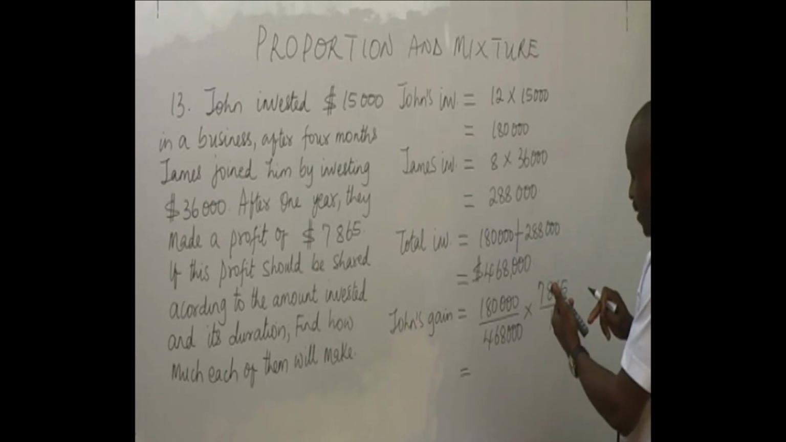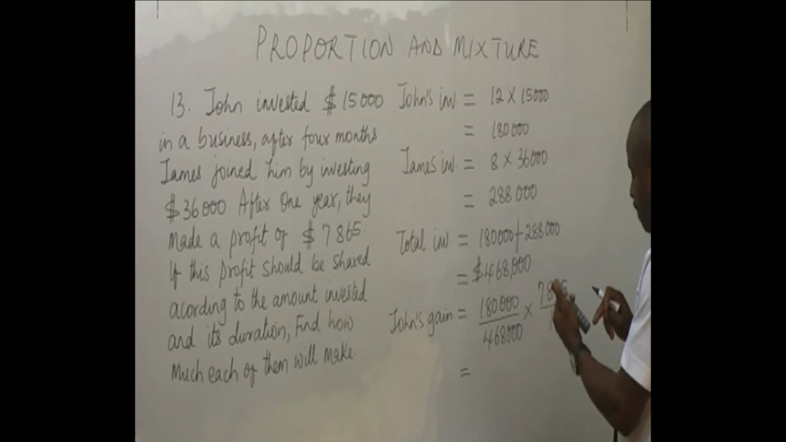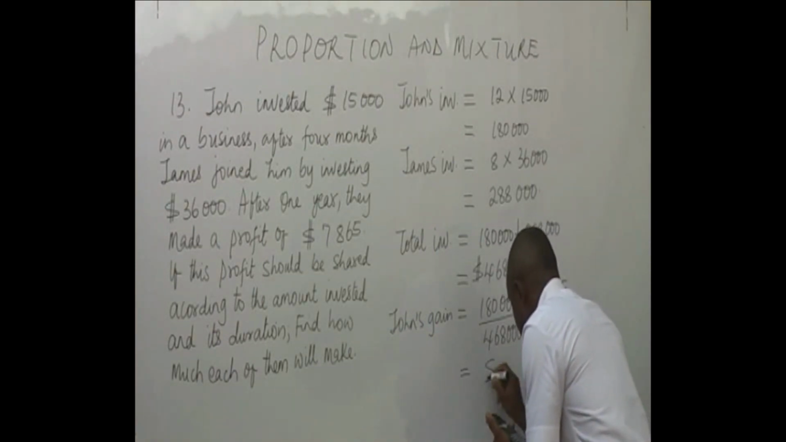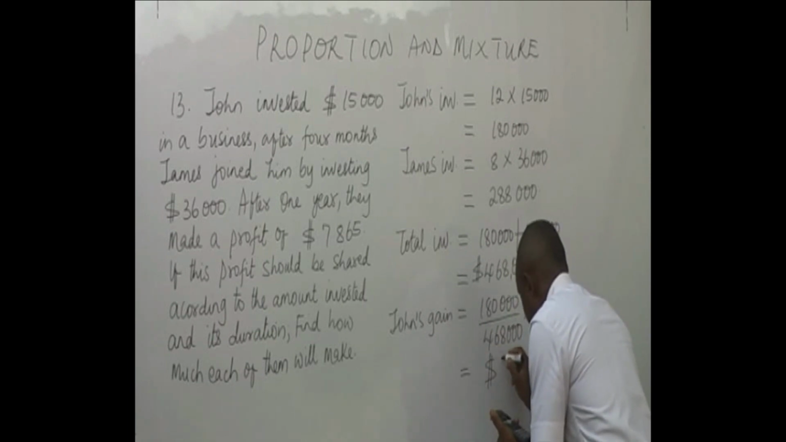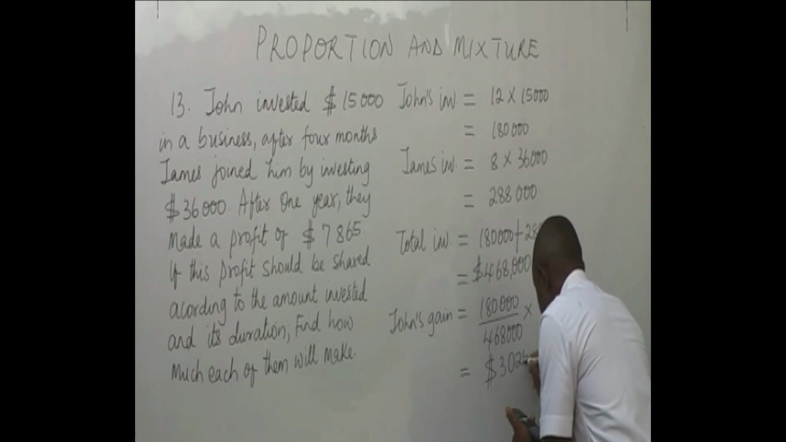So let's calculate it. 180,000 divided by 468,000 is giving us this, then times 7865. John's gain is going to be $3,025.